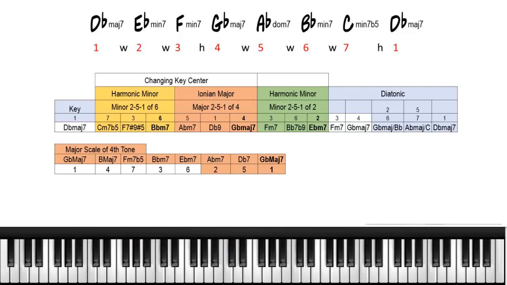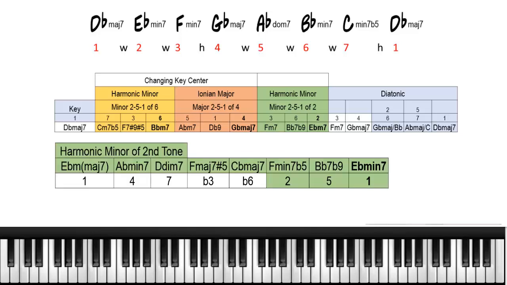The next one would be a 2-5-1, which is a harmonic minor, to E flat. In the key of D flat major, E flat is the 2, but what we're doing is building a chord progression to take us to E flat minor, and that chord progression is going to be based on the E flat harmonic minor scale. And your 2-5-1 would be an F minor to a B flat 7 flat 9 to an E flat minor 7.